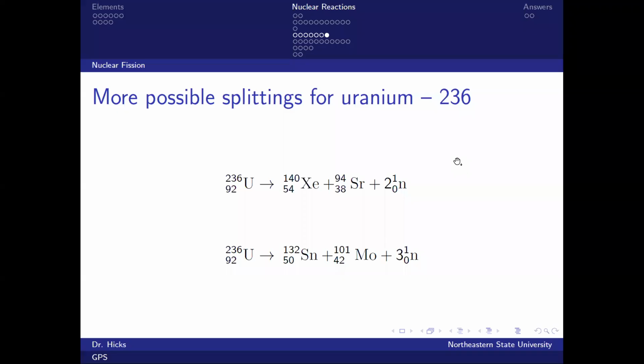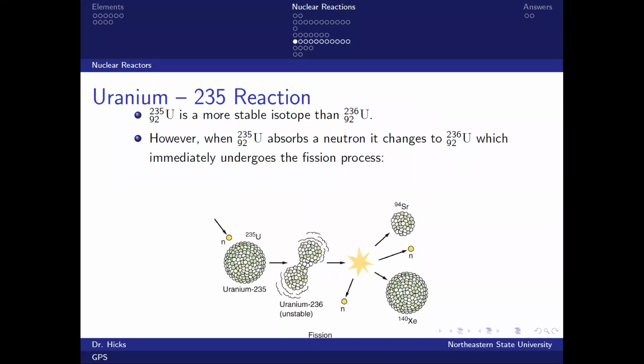So I want to talk a little bit more about uranium, because it's used in commercial nuclear reactors as a fuel, and that's important technology to understand. Uranium-235 is a more stable isotope than uranium-236. So just having one less neutron makes it a little bit more stable.